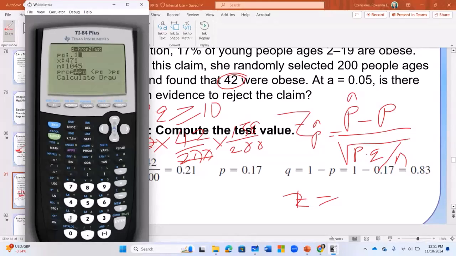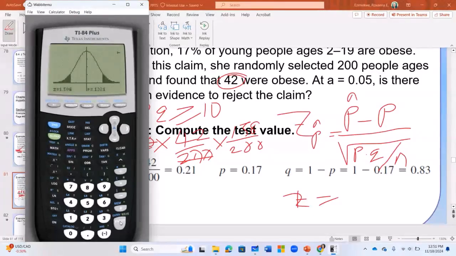So the CDC said that 17% of children between 2 and 19 years are obese. All right, so that's what we are testing. Is it true? That is what we are testing. The sample size given to us is 200. And the kind of test we are doing is a two-tail test. So I'm going to select two-tail test and then draw.